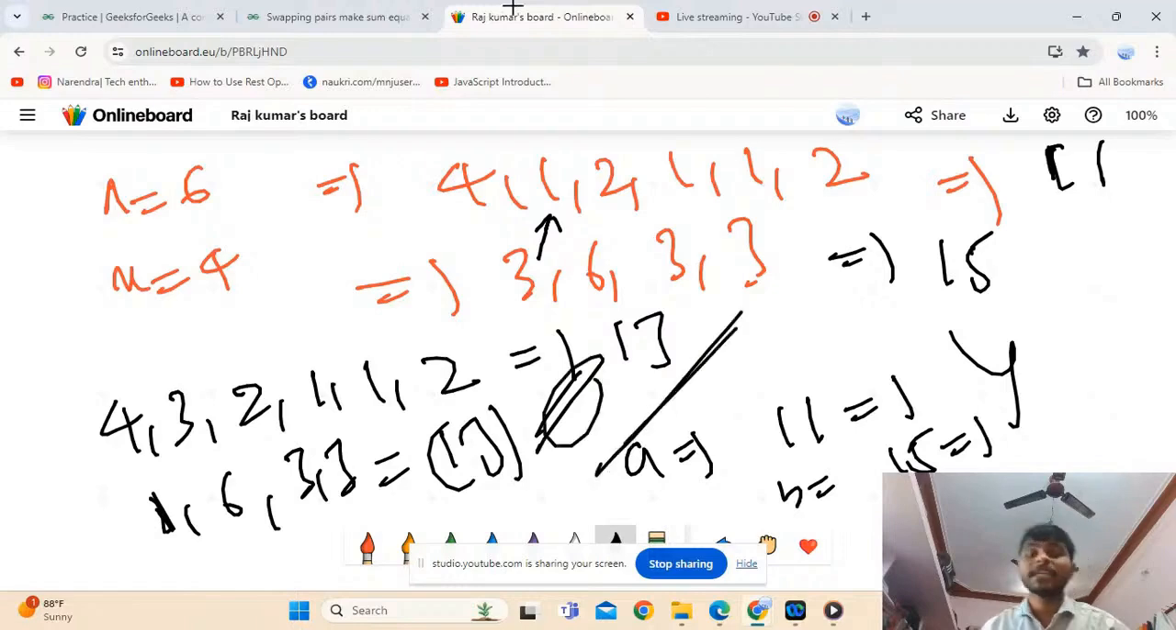So what I am saying is, we have to check whether it is possible to swap one element from this array and one element from the other array so that both sums become equal to some constant k, the same sum. We can solve this problem in two methods.